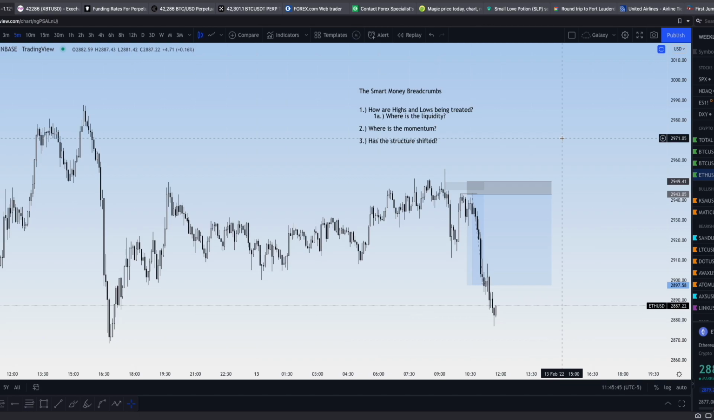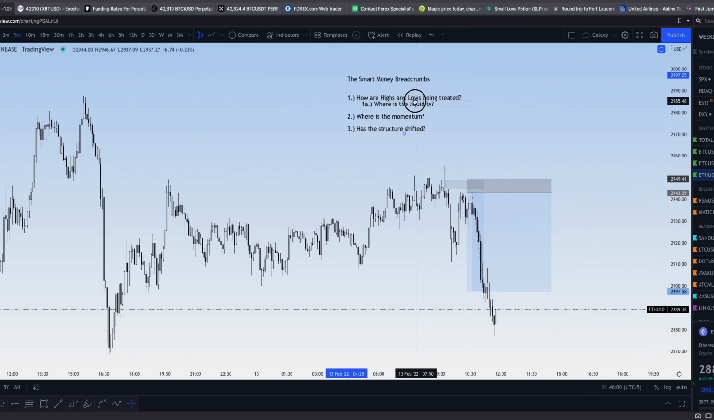So right now I'm just on Ethereum. I'm on a low time frame, a 5 minute. It works on all time frames, but it's more prevalent definitely in lower time frames because you're able to see a little bit more detail within it. But it'll still be prevalent throughout all time frames.